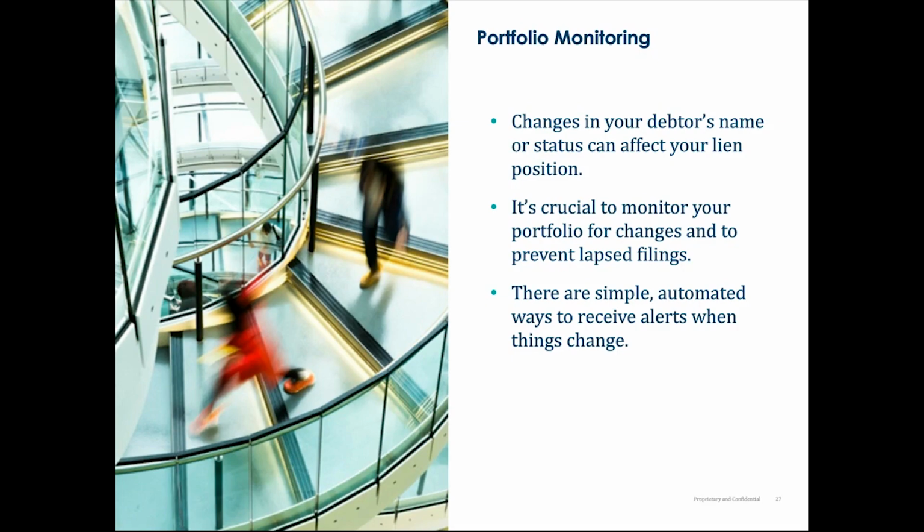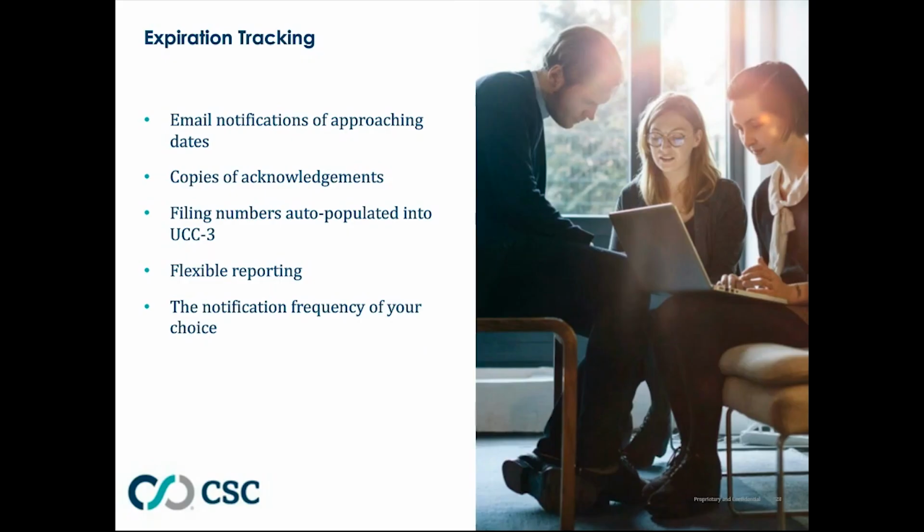First off, expiration tracking. With expiration tracking, we'll email notifications of approaching dates. As I'll show you when we get into CFC Financial Online, there are 2 ways you can track expirations. You can track it within the platform, or we can send you an expiration report by email. And with the notification frequency of your choice, we can send it to you either daily, weekly, or monthly. Copies of acknowledgments and filing numbers auto-populate into UCC-3, which is really convenient, and then flexible reporting.